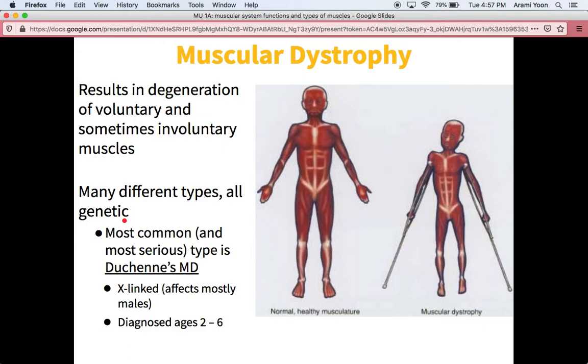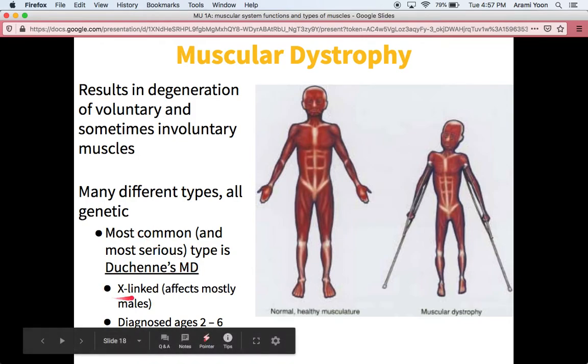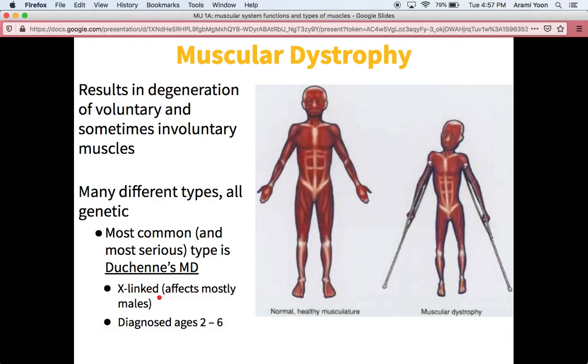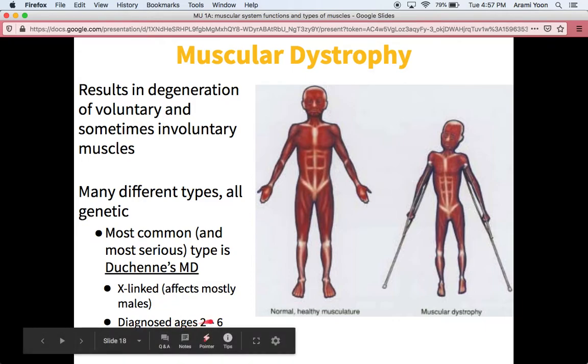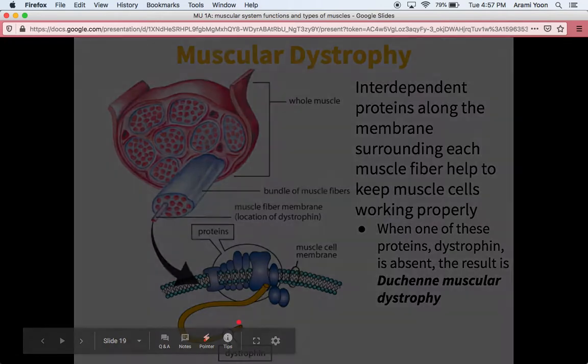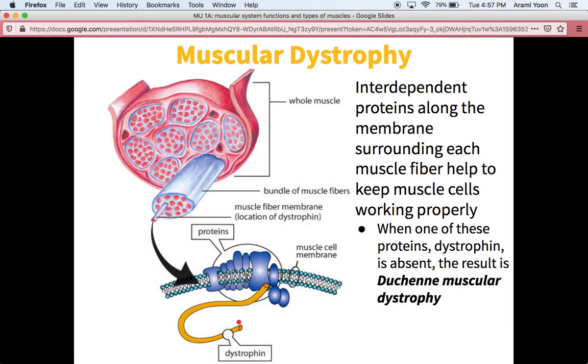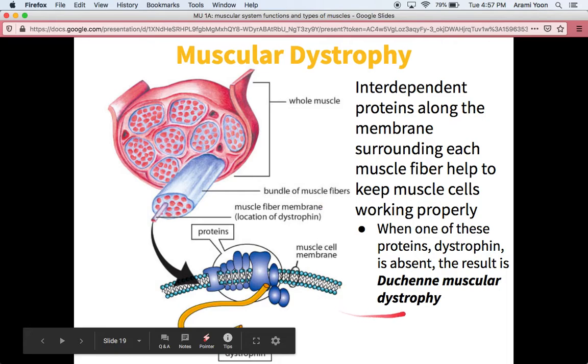And the most common and most serious type is Duchenne muscular dystrophy, which is X-linked. It's carried on the X chromosome, which means that almost all kids with Duchenne muscular dystrophy are boys. It's typically diagnosed between the ages of 2 to 6, and here's why. First, let's get to what muscular dystrophy actually is caused by.